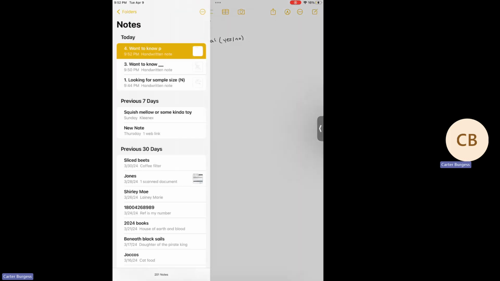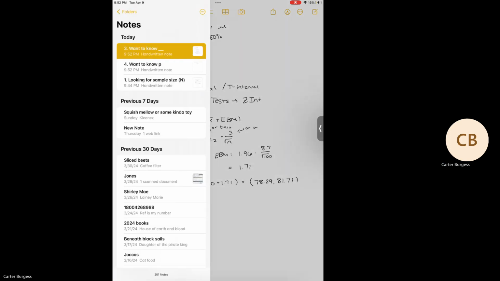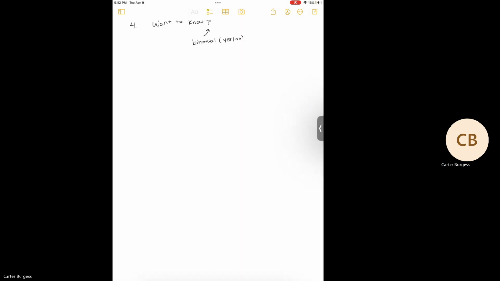Contrast that with what we saw in number 3, where what we are given here, this 80, is not 80%, right? This is saying that on a typical day, we're taking literally 80 blood tests. We're not saying that we're taking a blood test on 80% of the days.